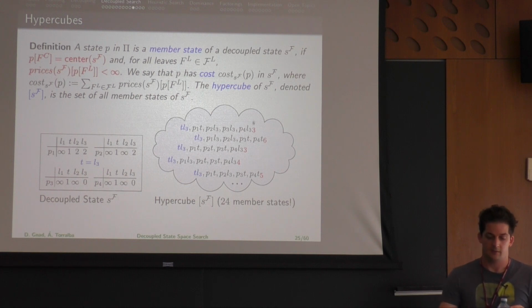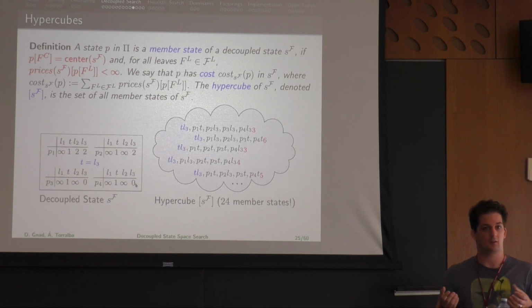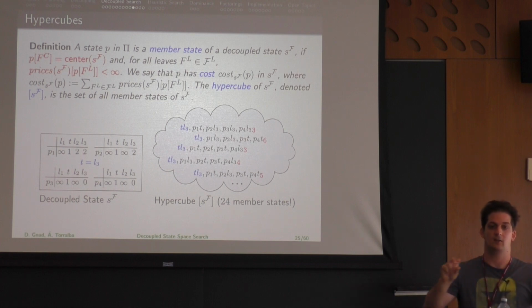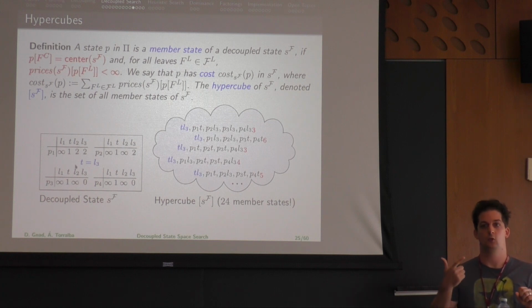And each of them has also a price assigned to it, which is then just the sum of the prices of the leaf states that we have chosen. So say we choose for package 1 it to be in the truck, package 2 the same, package 3 we leave it at location L3, and the same for package 4, then we have a member state of this decoupled state with a total cost of 2. This means that in addition to the center actions that we have applied to reach this decoupled state, we need to apply 2 leaf actions to get to this member state.